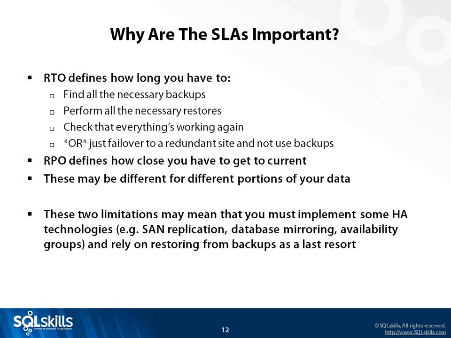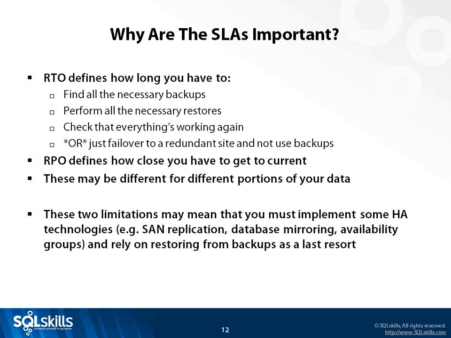Now, with RTO and RPO being what they are, and you're likely to be asked for as little as possible for both of these, you're going to have some kind of HA solution like standard replication, database mirroring, availability groups, or whatever, and have backups as well. You can't have just one or the other, right?